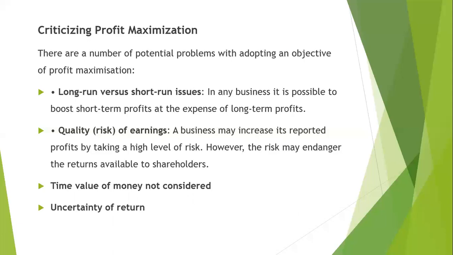The second one is the quality or risk of earnings. Bulk quantities of products are produced, and if the customers are not satisfied with the product, automatically the product demand comes down. So we cannot have an assurance about the earnings of the business. We cannot be assured that every year the business will earn a certain level of net profit or loss. So quality of earnings is highly risky in the case of profit maximization.